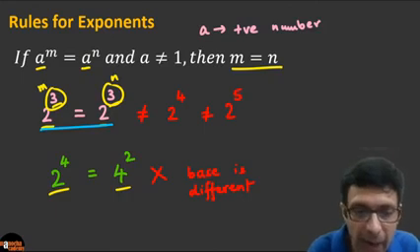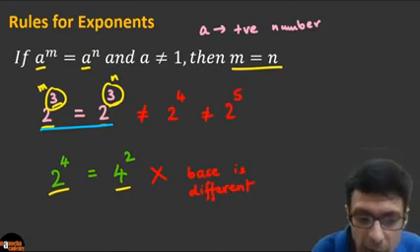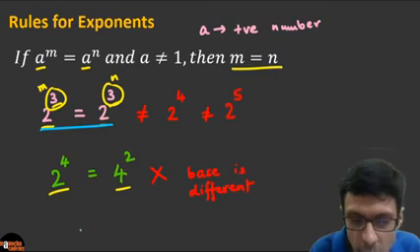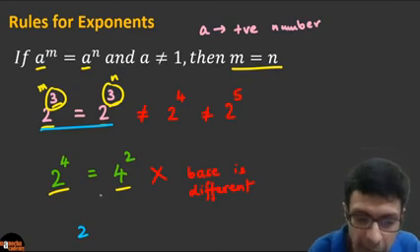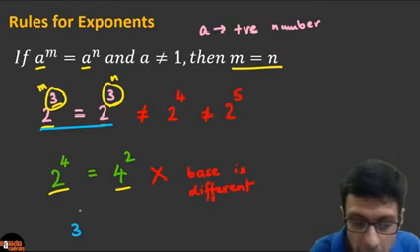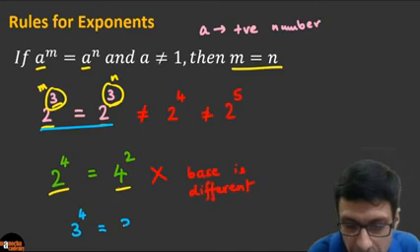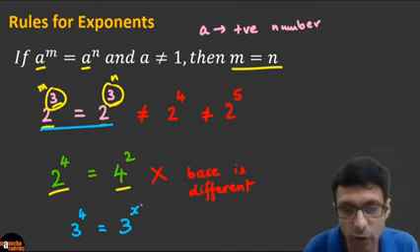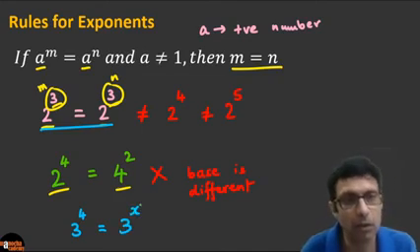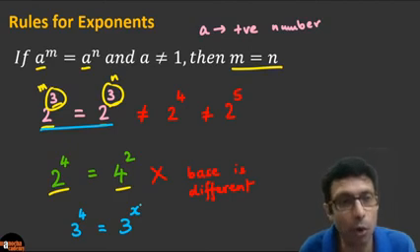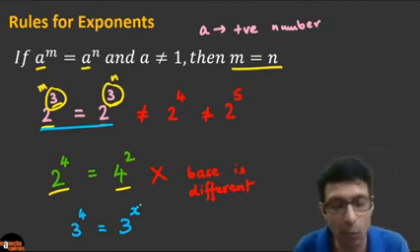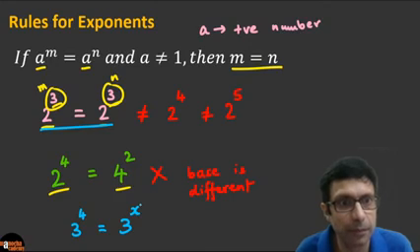If a to the power m, so here, if you guys are not clear, we can give another example here. Let me take a different number, guys. Let's take 3 to the power 4 is equal to, let's say we have 3 to the power x. So can you tell me what is x? So come on, guys, if you have 3 to the power 4 is equal to 3 to the power x, then what is x going to be in this case?